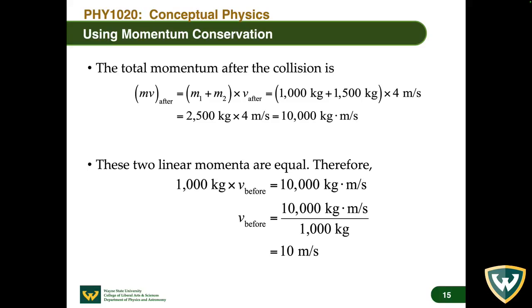Momentum conservation tells us that the momentum before the collision is equal to the momentum right after the collision. So what we saw before, 1,000 kilograms times V before, is now equal to 10,000 kilogram meters per second. That's the momentum after the collision. So we can solve for V before by dividing both sides by 1,000. And we find that V before is 10,000 divided by 1,000. That's 10 meters per second.